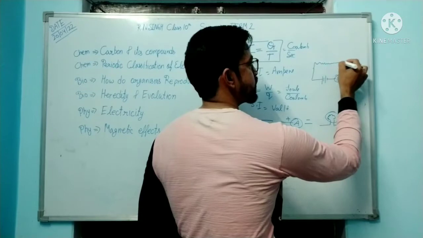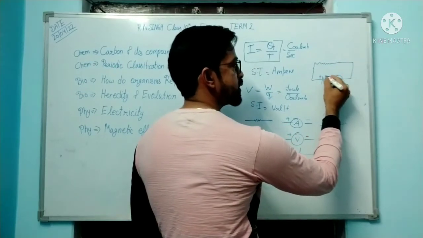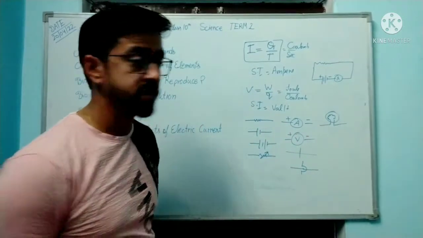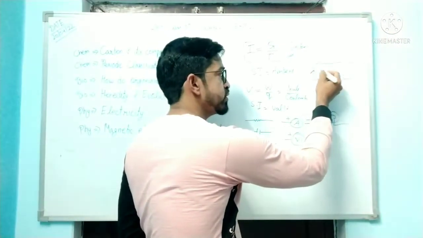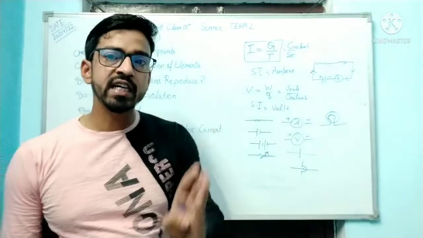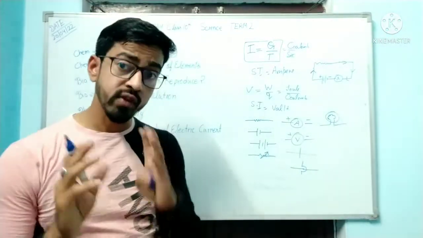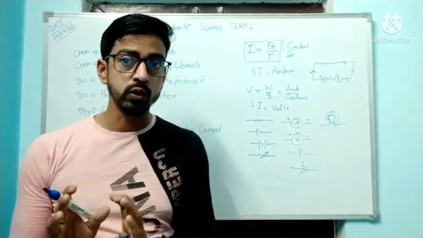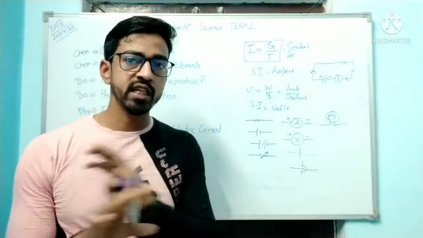Current always flows from where to where? This is the positive terminal, this is the negative terminal. So also remember, it always flows from positive to negative in the electric circuit, and it flows when the circuit is closed. Otherwise, in an open circuit there is no current flow.